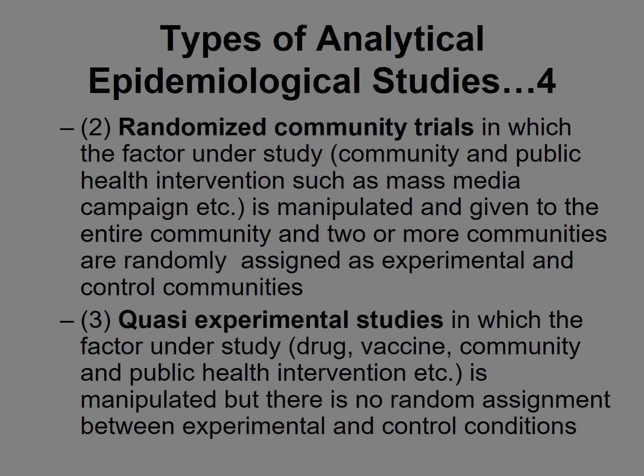So this is where the factor under study is manipulated and is given to an entire community, so usually 2 or more. And again, because it's a randomized community trial, there's an equal chance. It's like a flip of the coin. If there's 2 or more communities, they have an equal chance of either being in the experimental condition or the control condition.